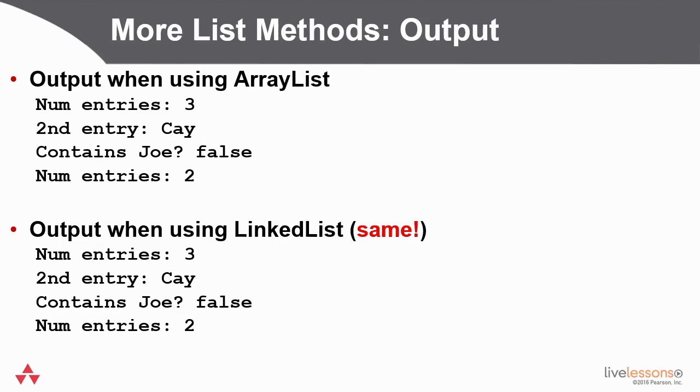And when I run this, you see the output. But if I switch ArrayList to LinkedList, none of my code changes, and the output is always guaranteed to be exactly the same. As long as you use List as the type, then none of your code changes, none of your output changes. The only thing that might potentially change is your performance. And so that's what we need to discuss next.